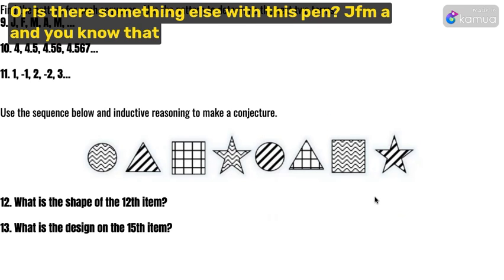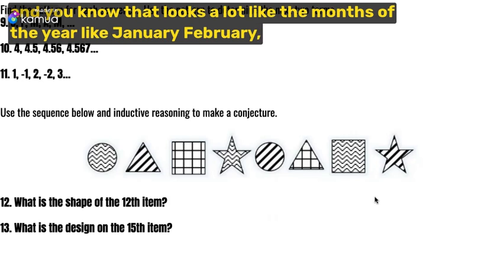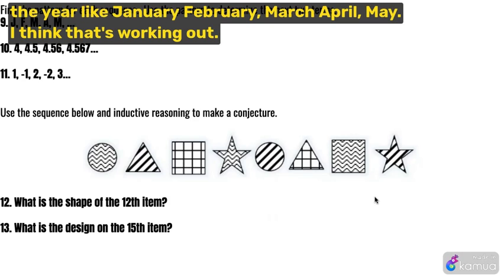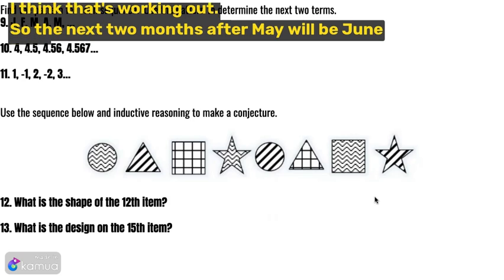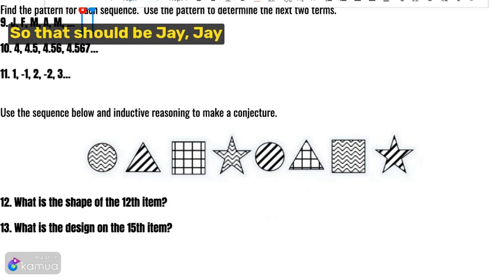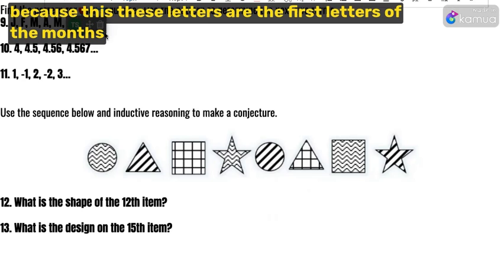You know, that looks a lot like the months of the year, like January, February, March, April, May. I think that's working out. So the next 2 months after May will be June, July. So that should be JJ as the answer, because these letters are the first letters of the months of the year. That's the pattern.